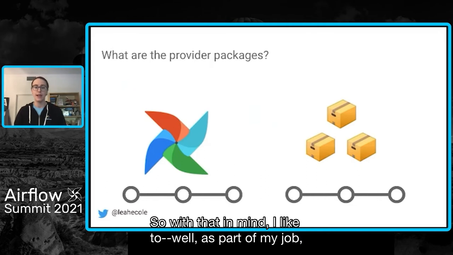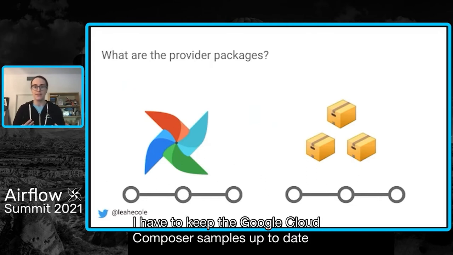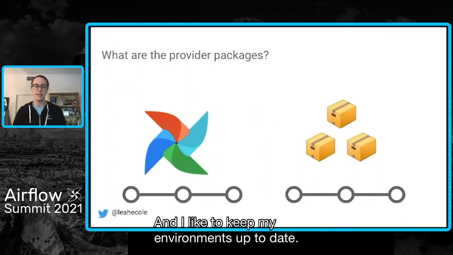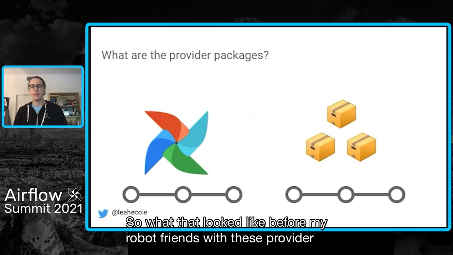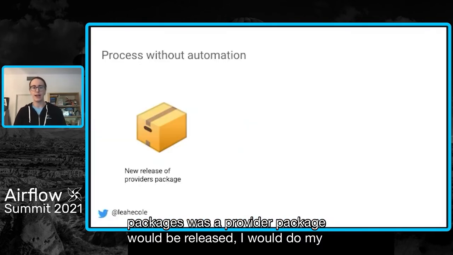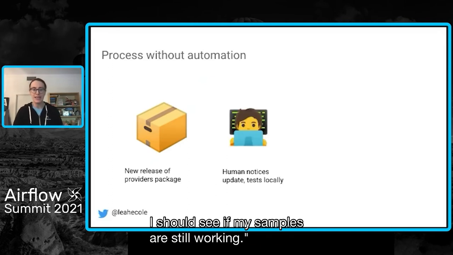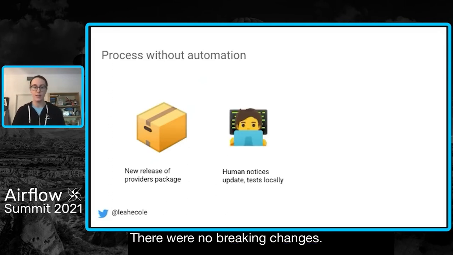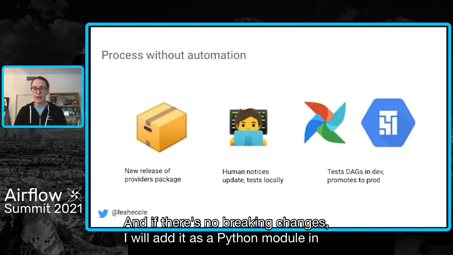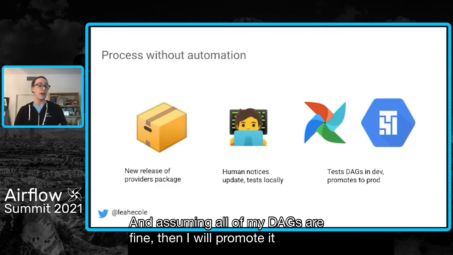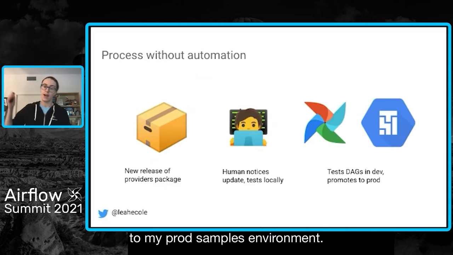So with that in mind, as part of my job, I have to keep the Google Cloud Composer samples up to date with latest Airflow. And I always want to make sure that they are compatible. And I like to keep my environments up to date. So what that looked like before my robot friends with these provider packages was, a provider package would be released. I would do my best keeping out for updates. And then I would be like, oh, a new package came out. I should see if my samples are still working, that there were no breaking changes. And if there's no breaking changes, I will add it as a Python module in my dev Airflow Composer environment. And assuming all of my DAGs are fine, then I will promote it to my prod samples environment.